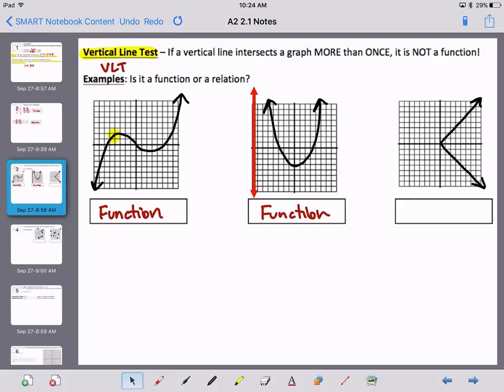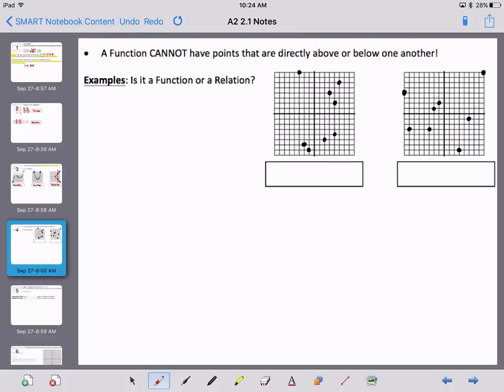Now lastly, if we take our vertical line and pass it along this graph, notice that as I'm passing it along, it's not just crossing in one spot because it's crossing right here and it's crossing right here. So again, if it crosses the graph more than once, it is not a function. So we cannot say this is a function. It's simply a relation. All right, so the main thing there is if a function has points that are directly above or below each other, or if the graph does, then it's not a function.